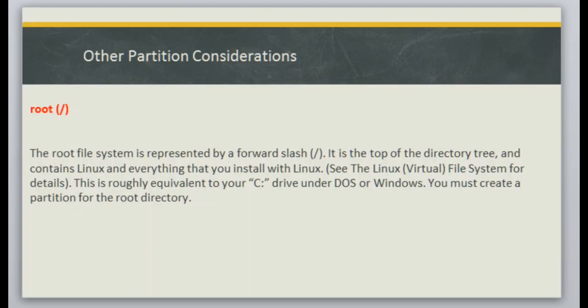So next thing we want to look at here is other partitions to consider. First one being root or /. The root file system is represented by a /. It is the top of the directory tree and contains Linux and everything that you will install with Linux. So see the Linux virtual file system for details. So this is roughly equivalent to your C drive on Windows. You know, it's going to be the main drive. And you must create a partition for this directory.